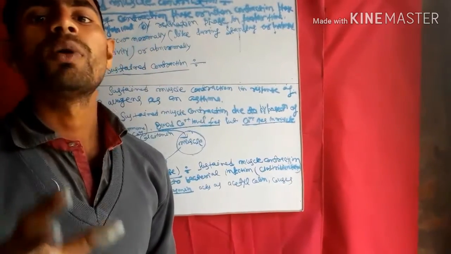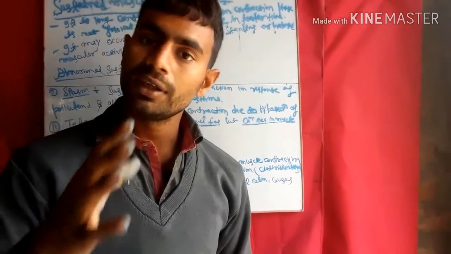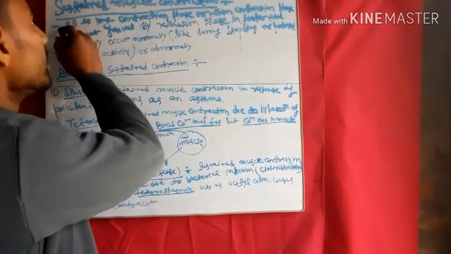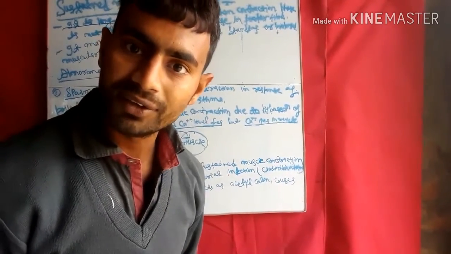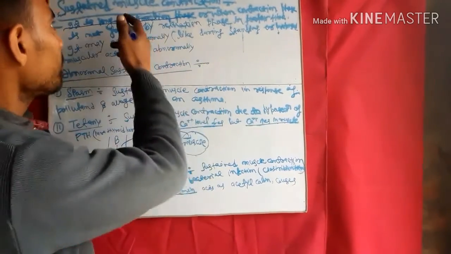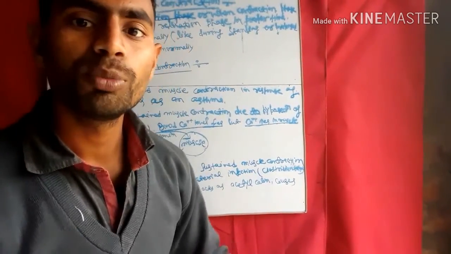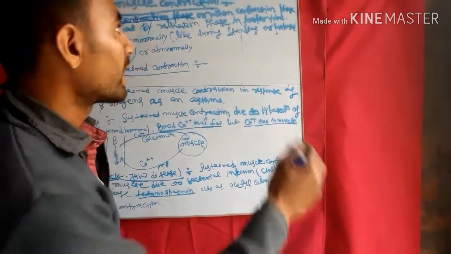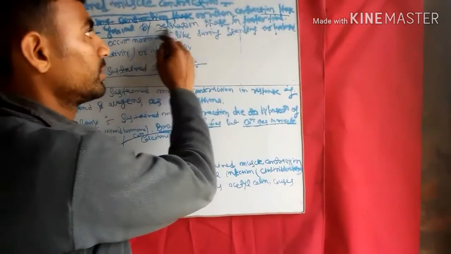The first topic is: what is sustained muscle contraction? Sustained muscle contraction is spontaneous muscle contraction. This means it is a long contraction phase without relaxation. The sustained muscle contraction is the spontaneous long contraction phase, or when the contraction phase is not followed by a relaxation phase.